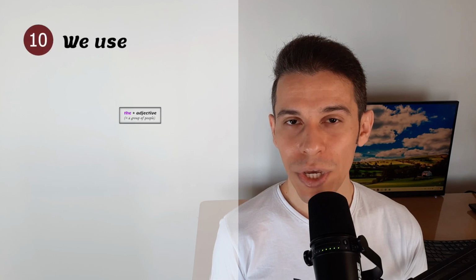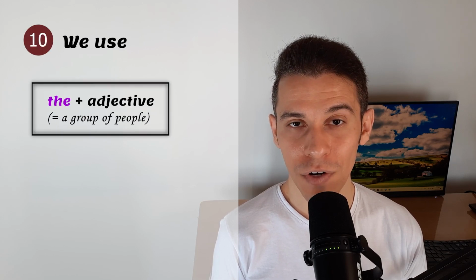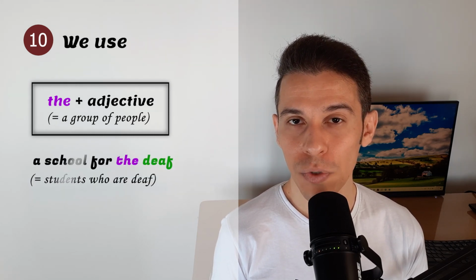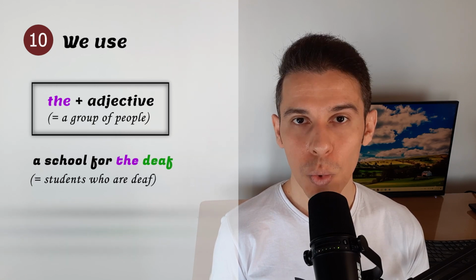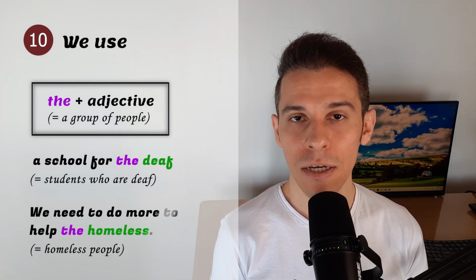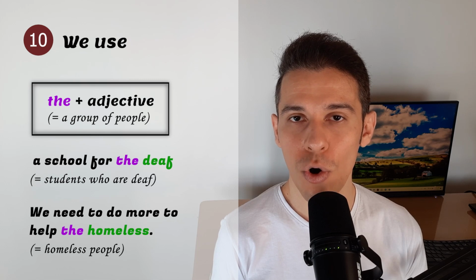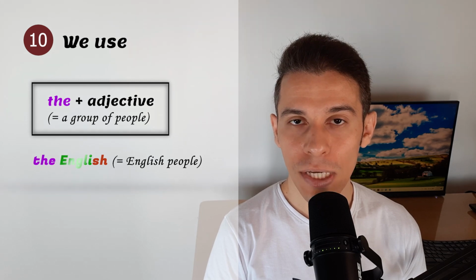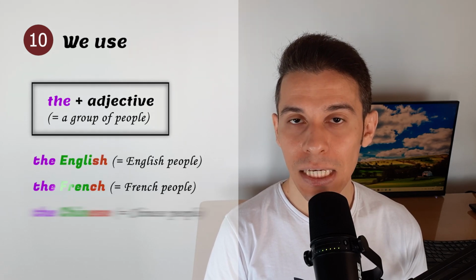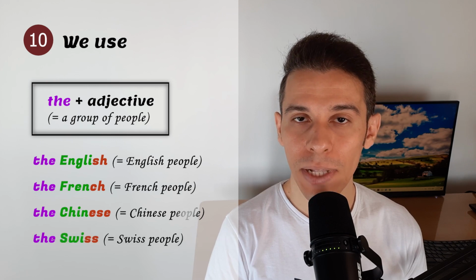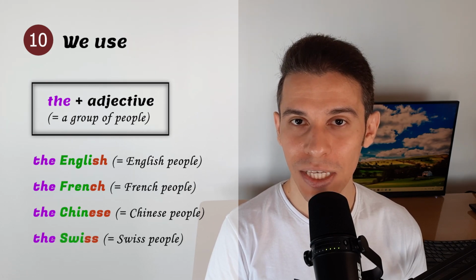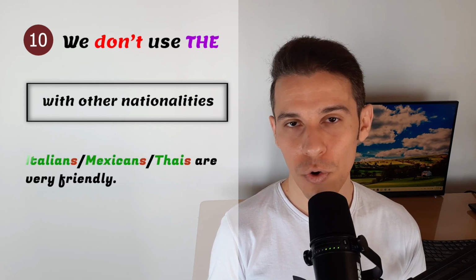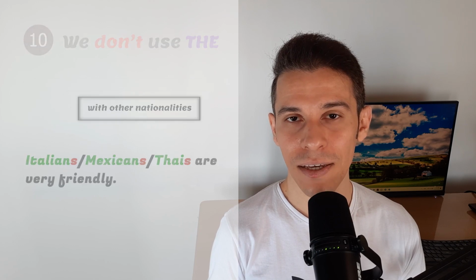Number 10. We use "the" plus an adjective to refer to a group of people. A school for the deaf. The deaf refers to a group of students who are deaf. We need to do more to help the homeless. The homeless refers to people who are homeless. With nationalities that end in SH, the English, CH, the French, EASE, the Chinese, and double S, the Swiss, refer to people with these nationalities. With other nationalities, we don't use "the." Italians or Mexicans or Thais are very friendly.